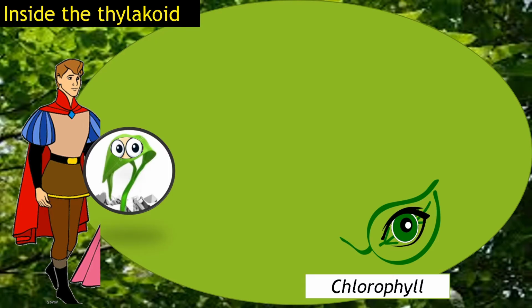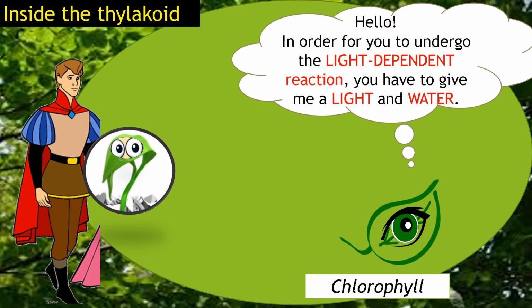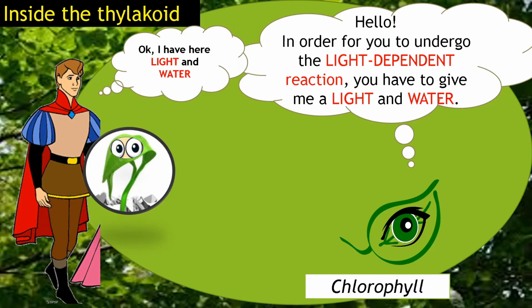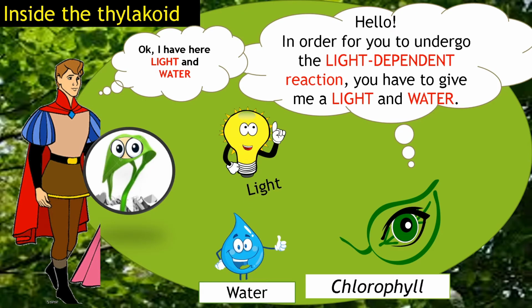The prince and the plant princess enter the thylakoid and they encounter chlorophyll. Hello, in order for you to undergo the light-dependent reaction, you have to give me a light and water. Okay, I have here light and water. Here, the prince and the plant princess gave the light and water.